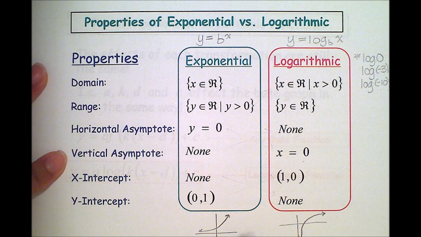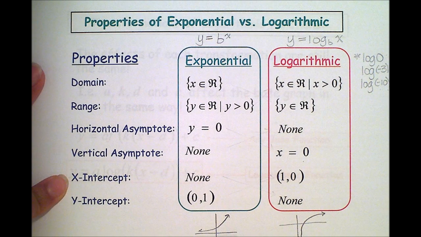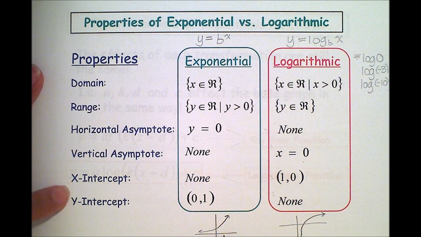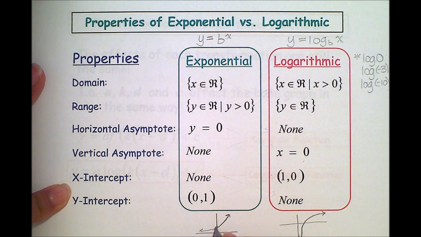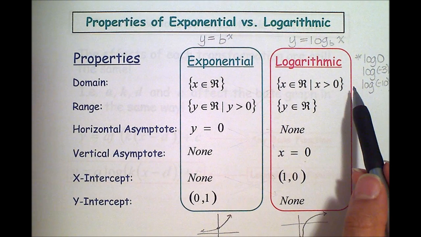Vertical asymptote, there are none. X-intercepts, there are none because there's an asymptote there. And then the y-intercept is at (0, 1). Okay? The properties of logarithmic functions are the inverse.